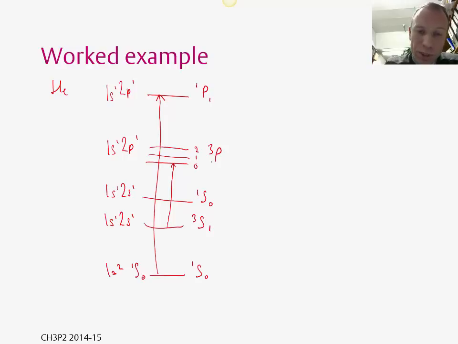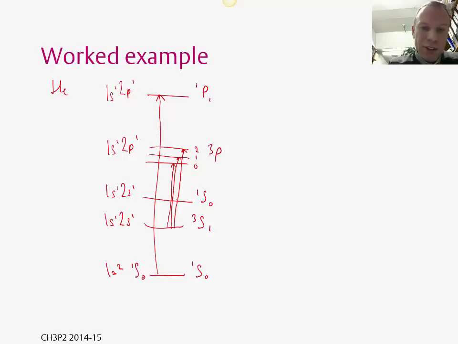Triplet S1 to triplet P1: the spin's fine, delta capital L is plus 1, so that's fine, and delta J is equal to 0, so that's also allowed. Triplet S1 to triplet P2: spin's fine, delta capital L is plus 1, which is fine, and delta capital J is plus 1, which is also fine, so this transition is also allowed. How about triplet S1 to singlet P? No, that's spin forbidden.